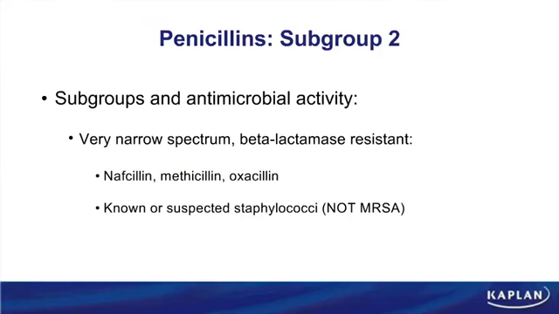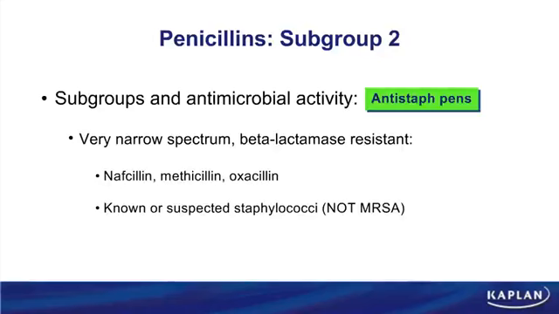Our second group of penicillins are commonly referred to as the anti-staph penicillins. It includes the drugs nafcillin, methicillin, and oxacillin. The label anti-staph penicillins is very accurate because that's what you're going to use these drugs for. They have a very narrow spectrum that includes staph. Now this is methicillin sensitive staph, not methicillin resistant.